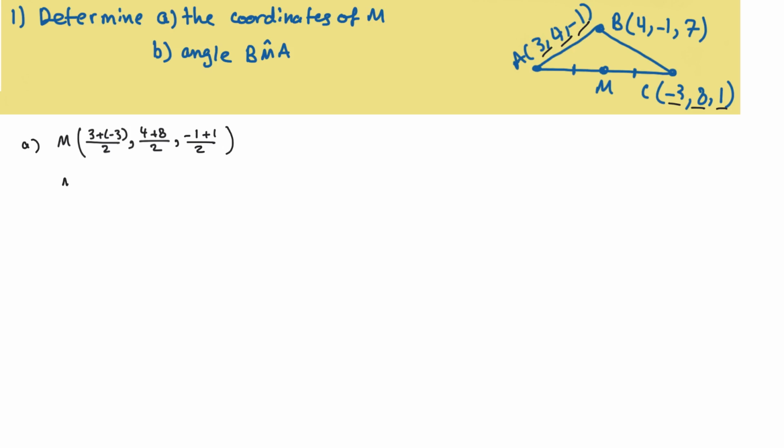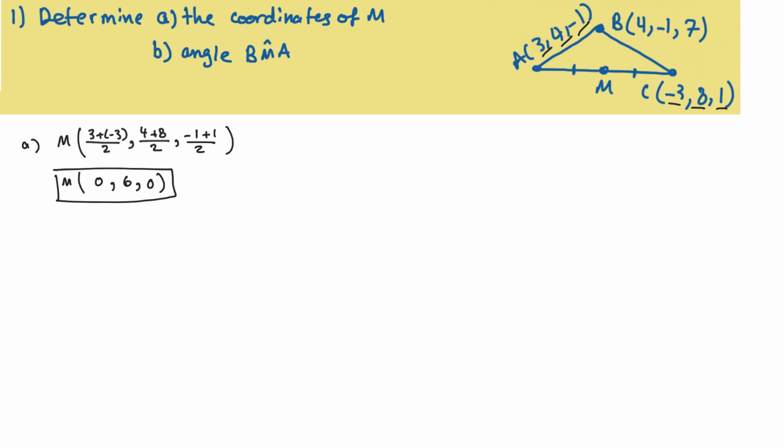So this is part A. So M, for the first one, 3 plus negative 3 is 0, divided by 2, that's 0. The next one is 8 plus 4, which is 12, divided by 2 is 6. And the last one is negative 1 plus 1, which is 0, divided by 2 is 0. And that is my answer to the first one.